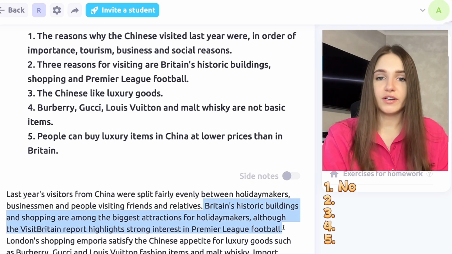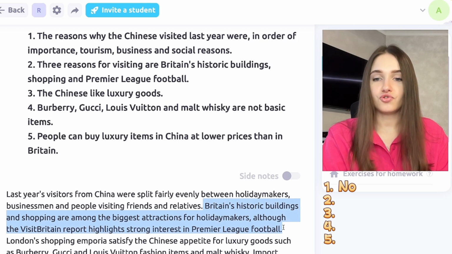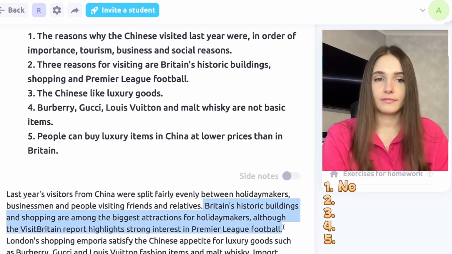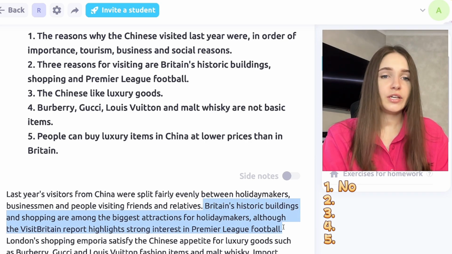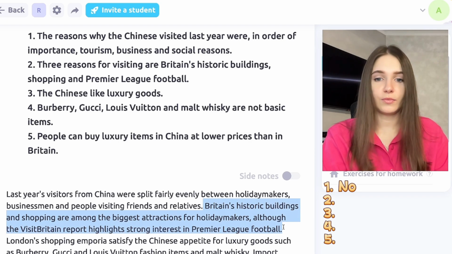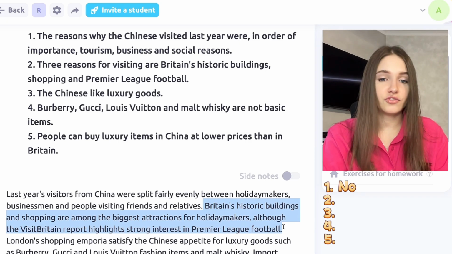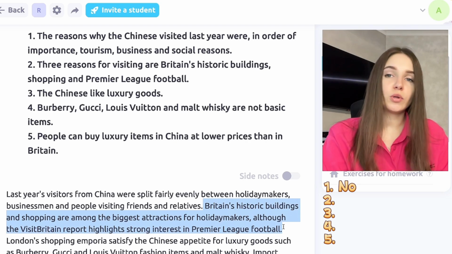So we have Britain's historic buildings. Do we have them here? Yes. Britain's historic buildings. Okay, pretty much same as in the task. Then we have shopping. Okay, we also have shopping here. So we need to look for Premier League football. And we also have it here. Yeah, highlights strong interest in Premier League football. So here it will be yes.